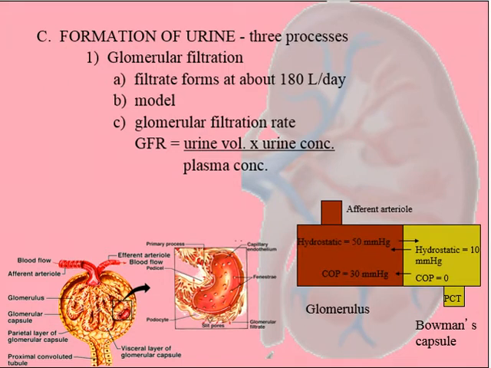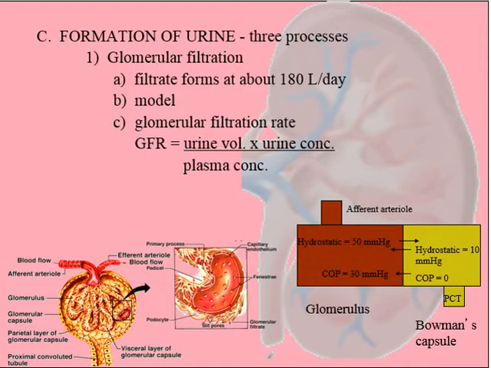So that's all just anatomy stuff. You know that already. We want to talk about how we make urine. And it turns out there are 3 different processes involved in the formation of urine. One of them is called glomerular filtration. The next one's called tubular reabsorption. And the third one's called tubular secretion. Right? So 3 different parts to making urine. Glomerular filtration, tubular reabsorption, tubular secretion.